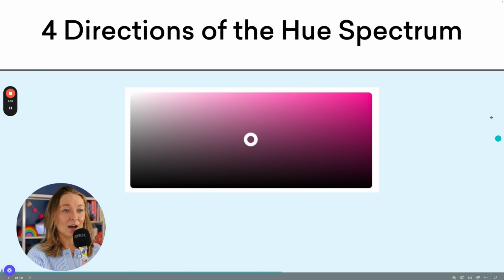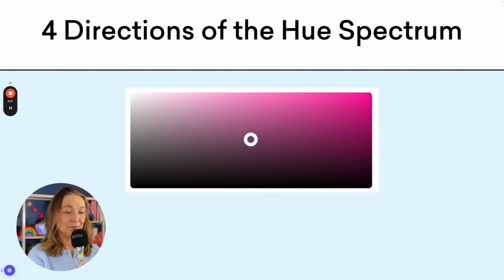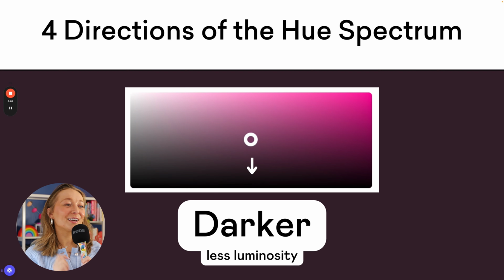So you're going to see this background color change based on which direction in the spectrum I went. First, we're going to make the color lighter. So we're going to go from the middle and we're going to go up to make the color lighter. That means that we're increasing the luminosity. We're adding more white. Next, we're going to go darker. So we're going to do the opposite. We're going to add more black and we are going to darken it and give it less luminosity.